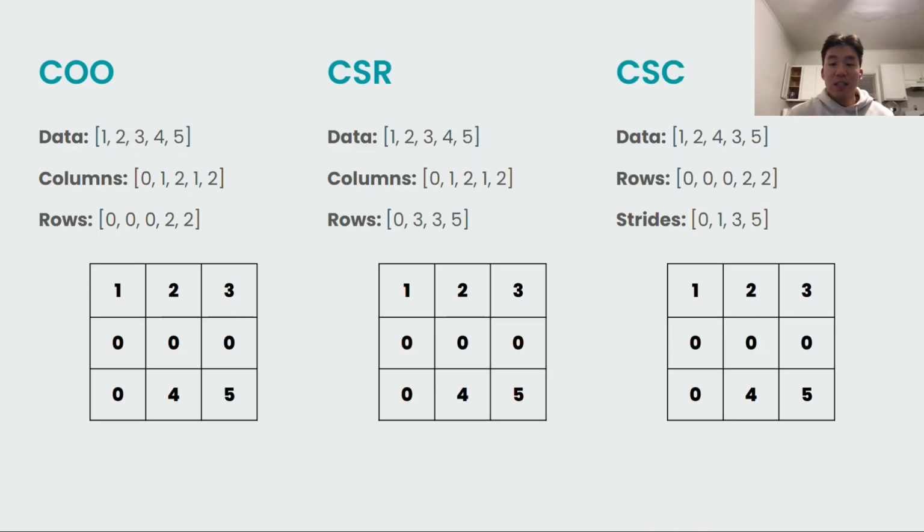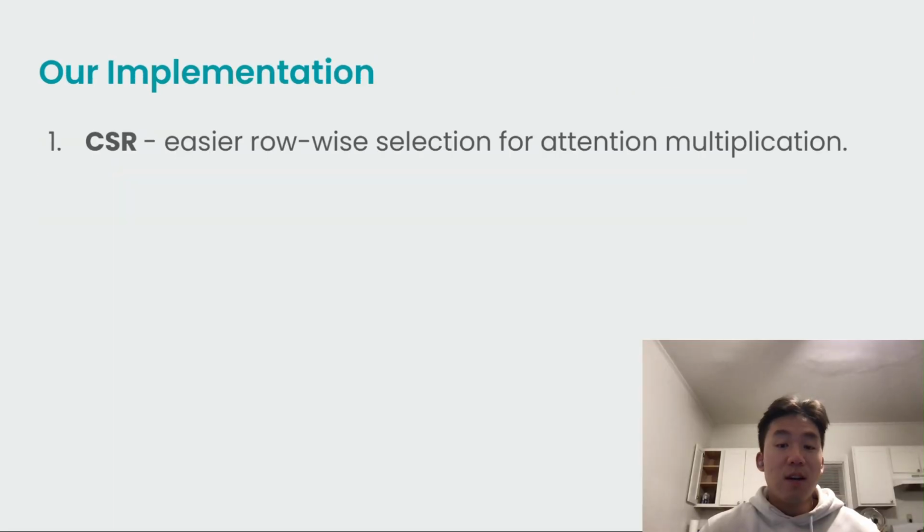There's also CSC, which is compressed sparse column and works for columns instead of rows. Our implementation is CSR because it's easier for row-wise selection for multiplying during attention.